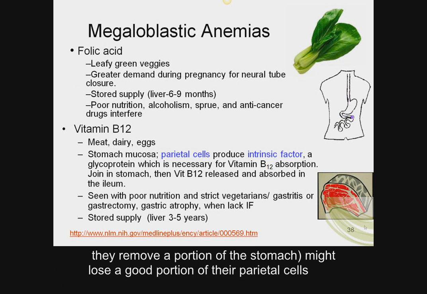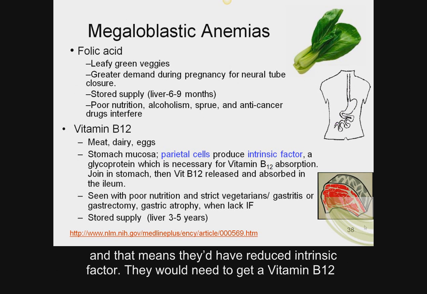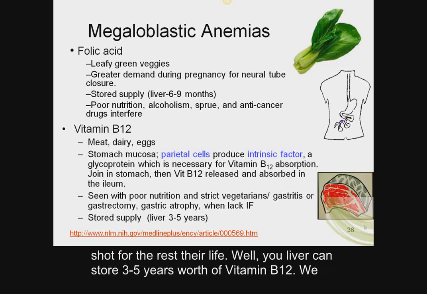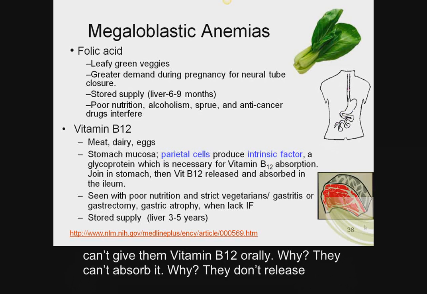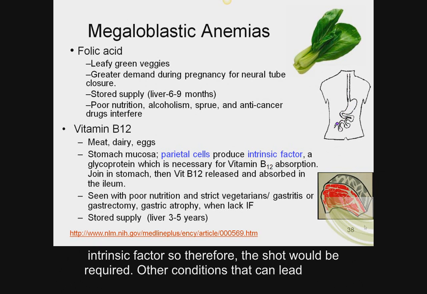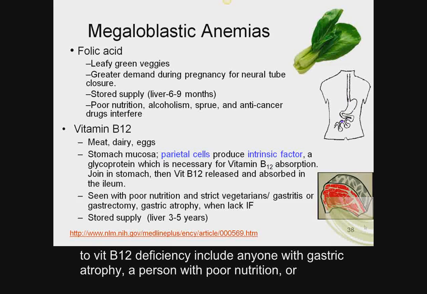So someone who has had a gastrectomy, where they remove a portion of the stomach, might lose a good portion of their parietal cells, and that means they have reduced intrinsic factor. They would need to get a vitamin B12 shot for the rest of their life. Well, your liver can store 3 to 5 years worth of vitamin B12. We can't give them a vitamin B12 vitamin orally. Why? They can't absorb it. Why? They don't release intrinsic factor, so therefore the shot would have to be required.